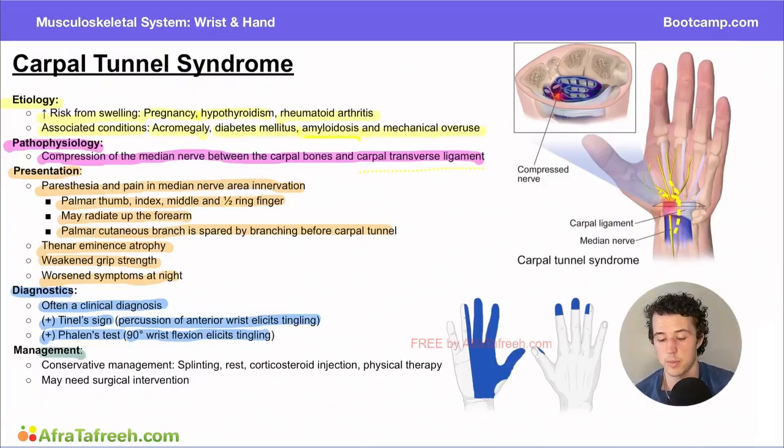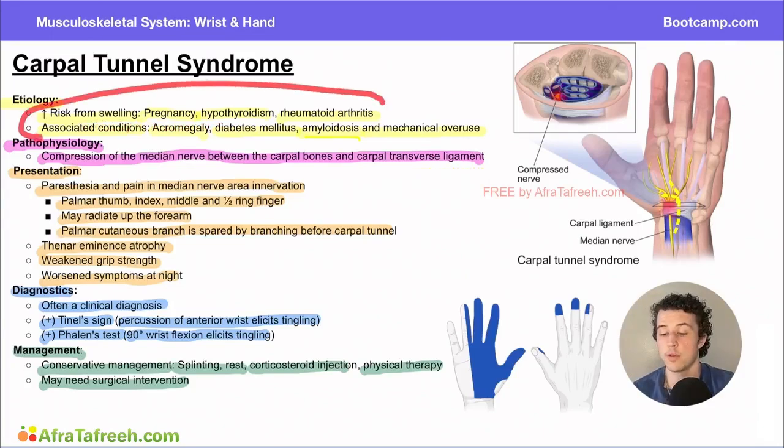And lastly, we'll talk about the management of these patients. So generally, we like to opt for conservative management, in which we can splint, rest, give them corticosteroid injections for pain in addition to NSAIDs, and then eventually physical therapy to strengthen the muscles involved. But of course, we may need surgical intervention, especially if a patient's symptoms are refractory to the conservative treatment. All right, so we'll do a recap and then we'll do a quick practice question together.